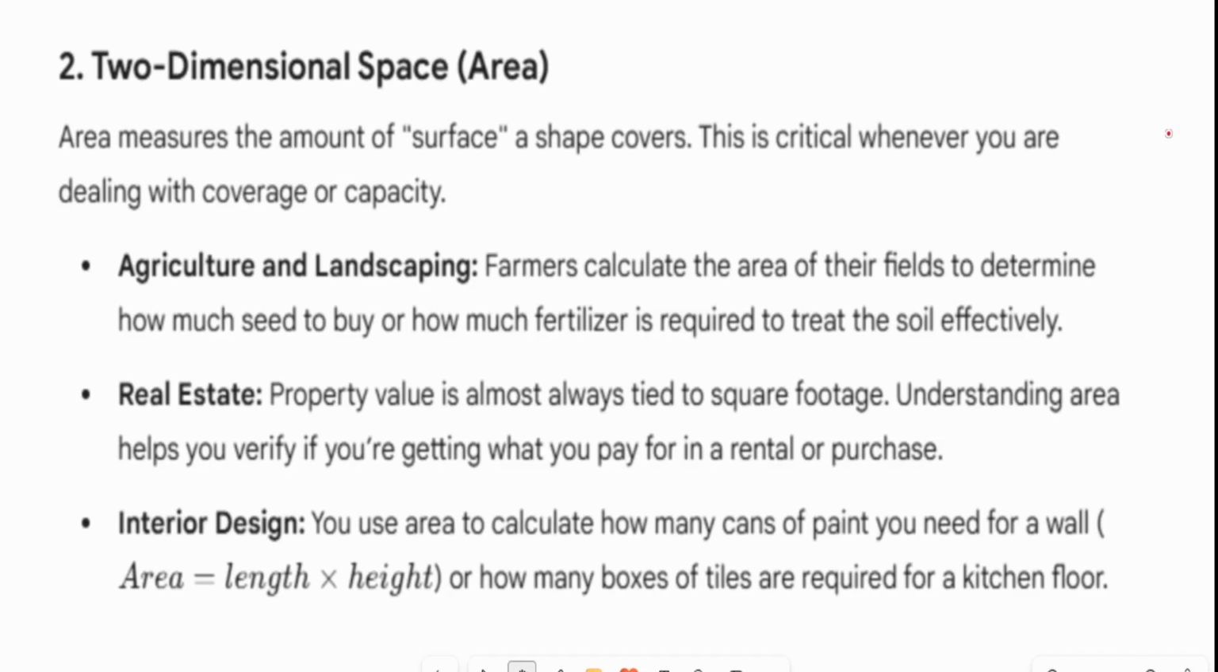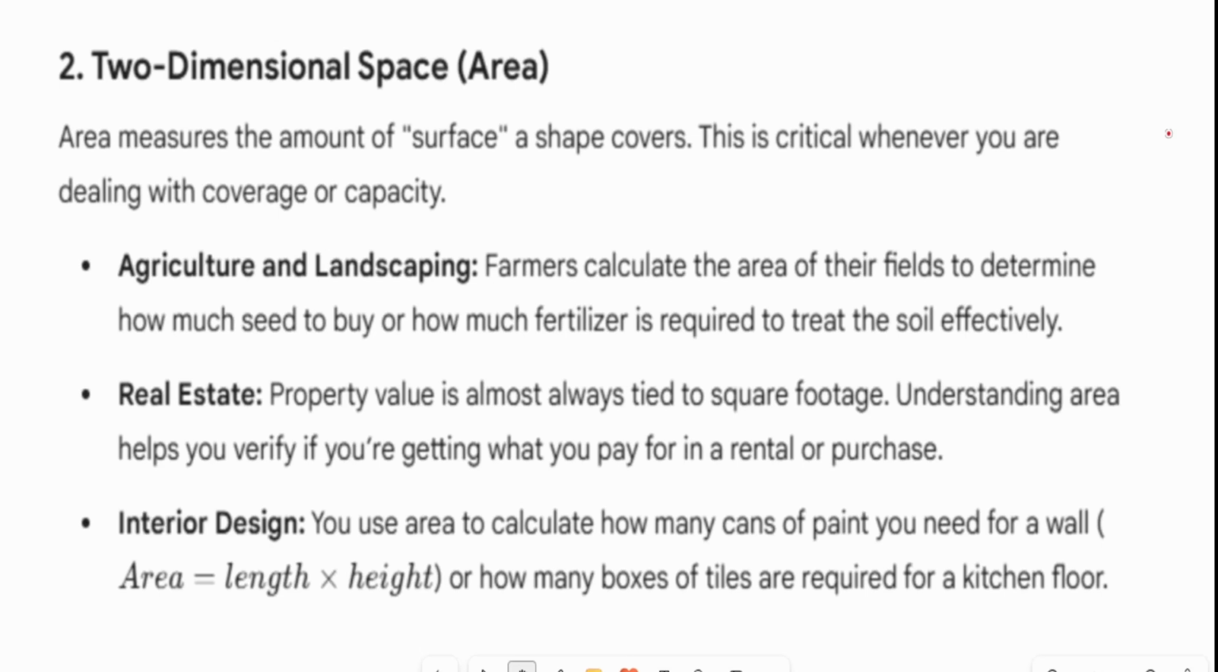Then when we go to interior design, you use area to calculate how many cans of paint you need for a wall. That is area equals length times height, or how many boxes of tiles are required for a kitchen floor. So these are some of the ways you can apply area in real life, especially if you like to do things for yourself sometimes.